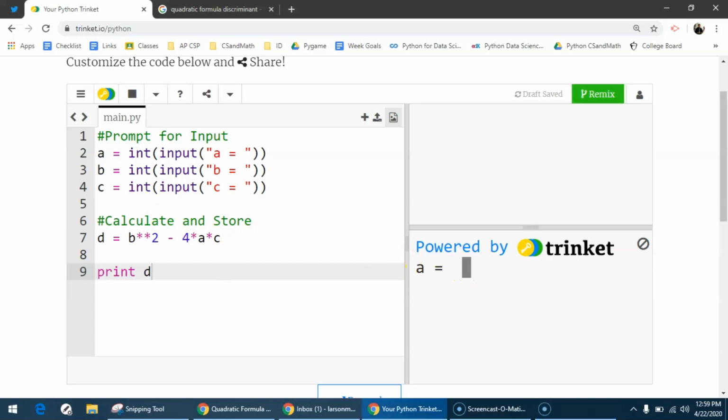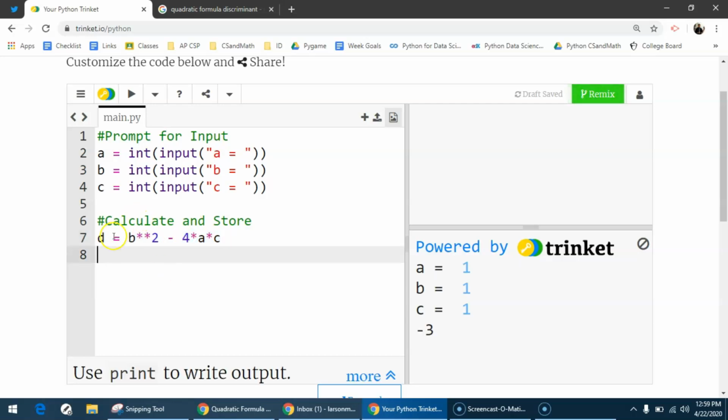As I was testing stuff out, I was like, sometimes it might just be easy to make them all the same value, like 1 and 1 and 1. Say, okay, if I square 1, I get 1. And if I take 4 times 1 times 1, I get 4. So 1 minus 4 should be negative 3. Okay, check, it's doing what I wanted it to. And again, this is just good verification in the process.